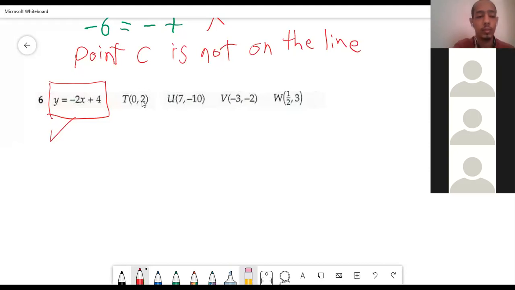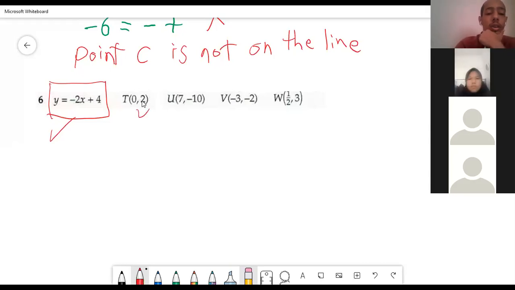Y equals minus 2x plus 4. Minus 2x plus 4, right? We have this point. Okay, this function describes the line, a straight line. So all the points on the straight line must satisfy this function. When we say must satisfy, it means I can substitute the points of x and y in the function.